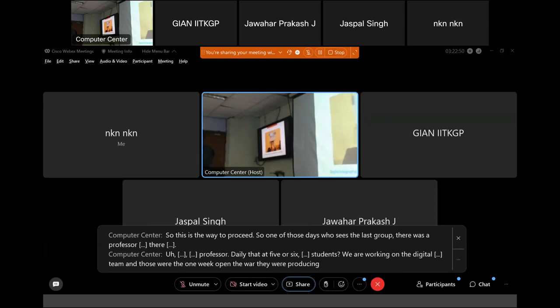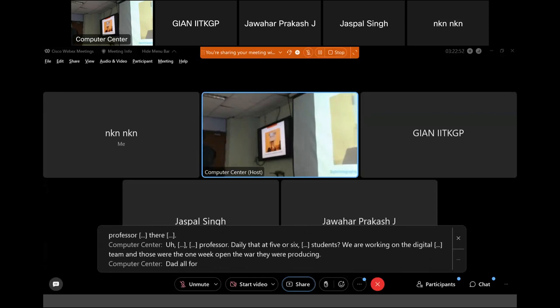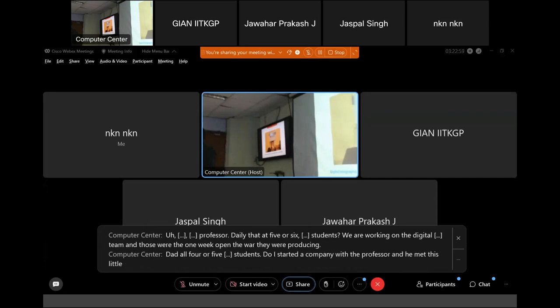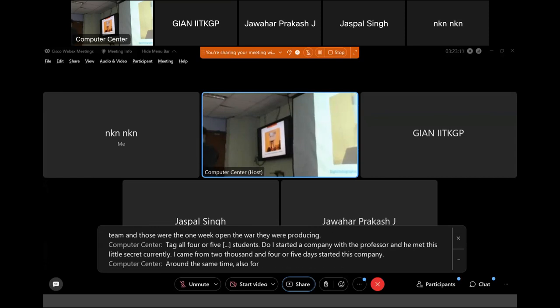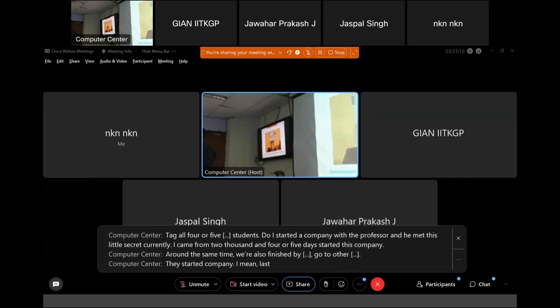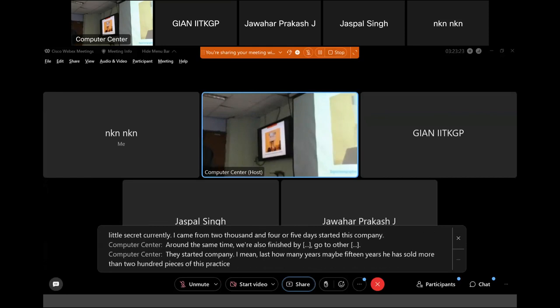The professor retired, and he and four or five PhD students started a company, and he met this Lindsay Tech company. I think they started it around 2004 or 5, around the same time I finished my PhD and moved to another area. In the last maybe 15 years, he has sold more than 200 pieces of this microscope. Each microscope costs 1.5 crore.